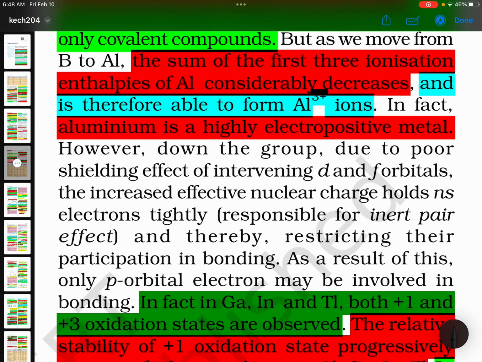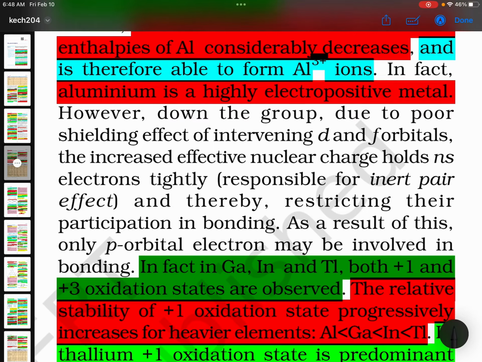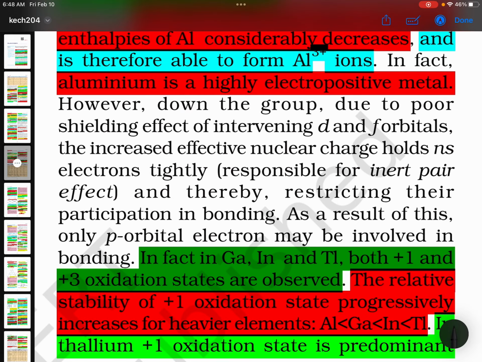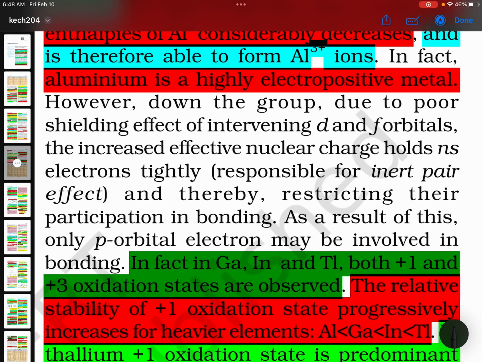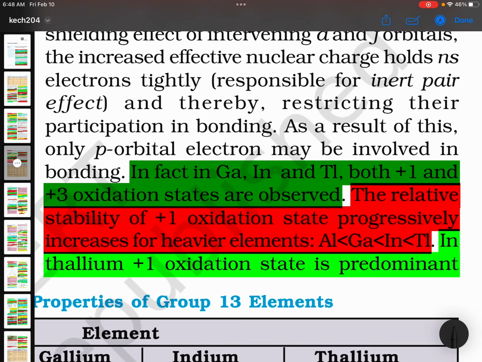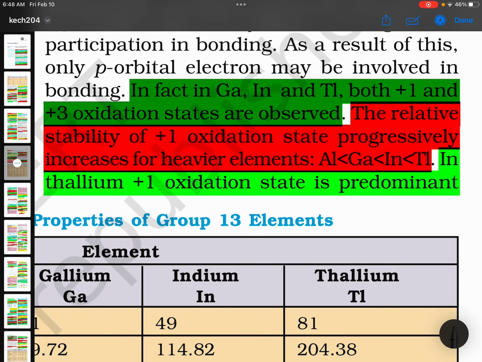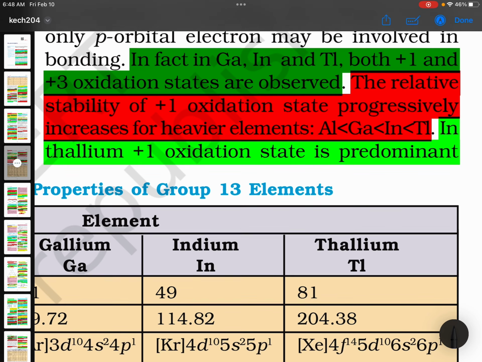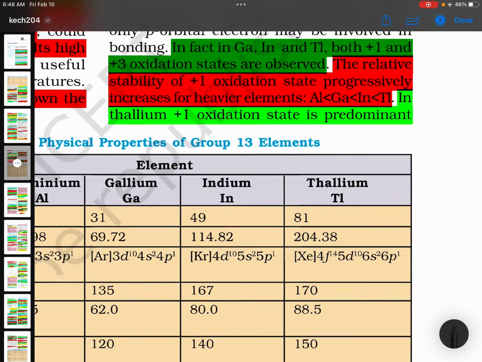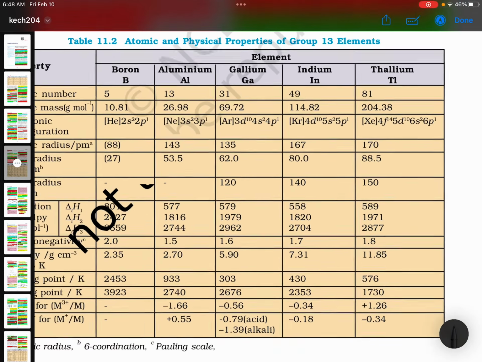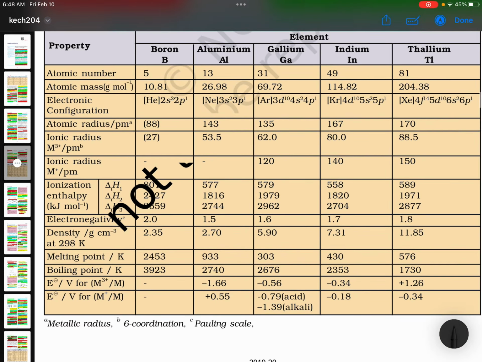The sum of the first three ionization enthalpies of aluminum considerably decreases, and therefore it can form Al+3. Aluminum is a highly electropositive metal. Inert pair effect. Gallium, indium, thallium: both +1 and +3 are possible, but +1 stability increases down the group. In thallium, +1 is predominant because of the inert pair effect.